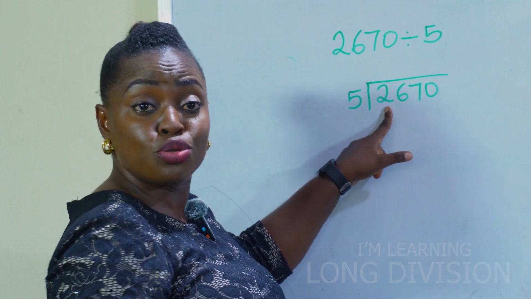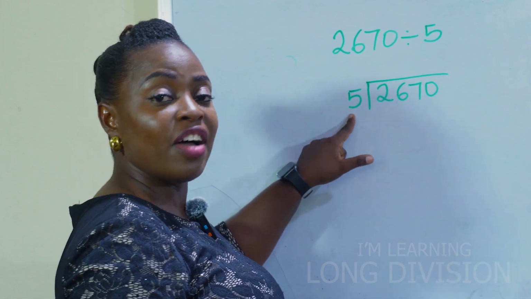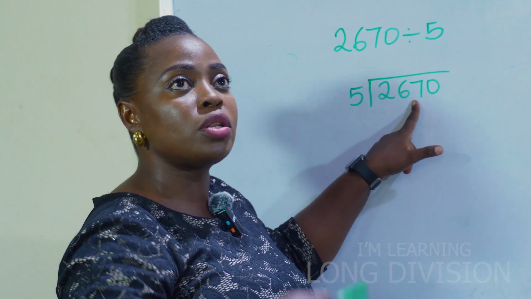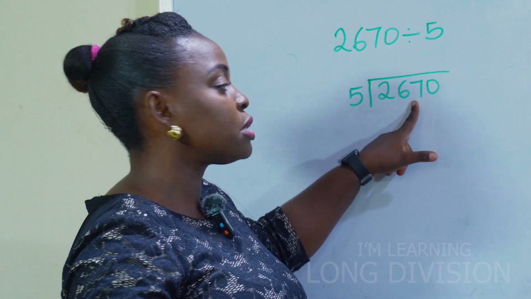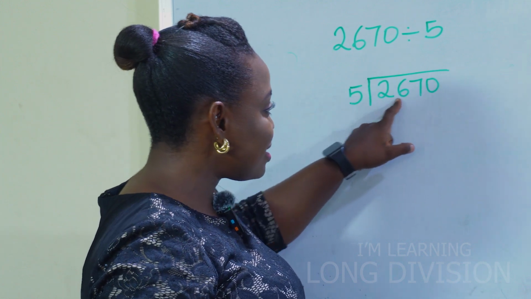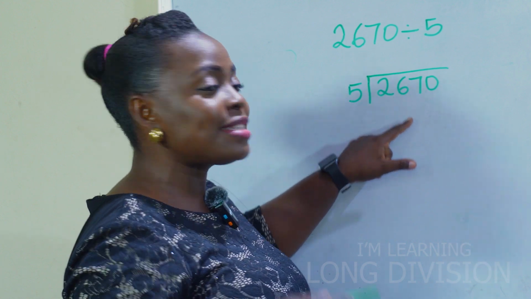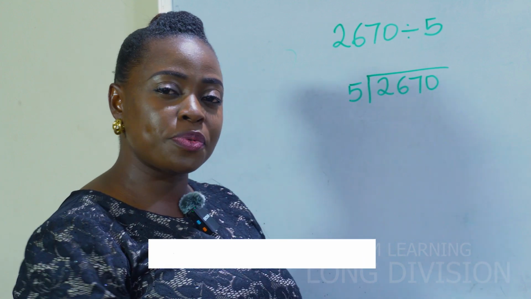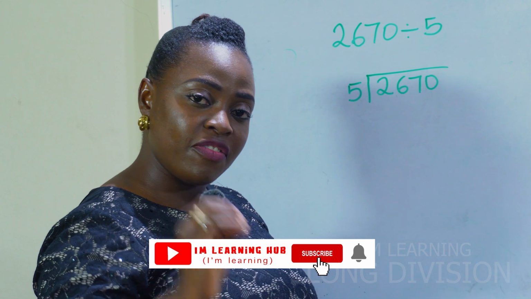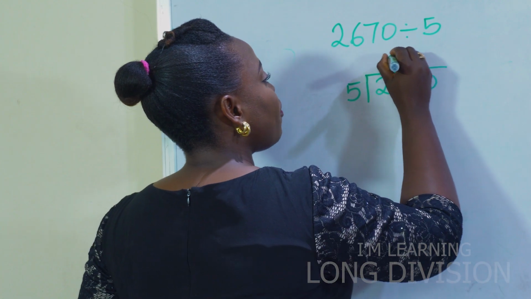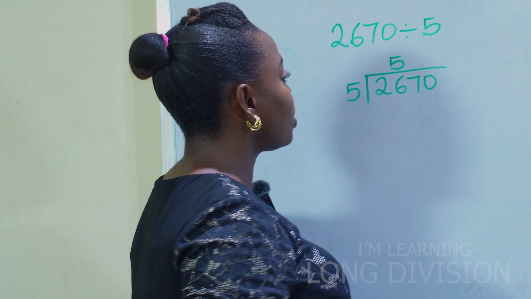But this first number is 2. It's a lot smaller than 5, so it's impossible to do that division. So I look to the right. And what is the next number after 2? It's 6. So I would use 26 as opposed to using just 2. So now 26 divided by 5. How many groups of 5s can I find in 26? And that is 5. I can take out 5 groups of 5 from 26.